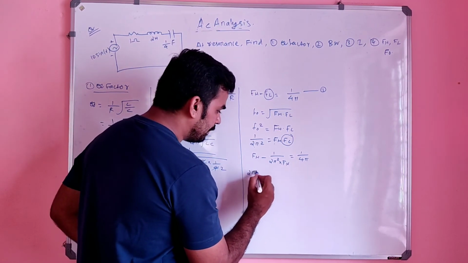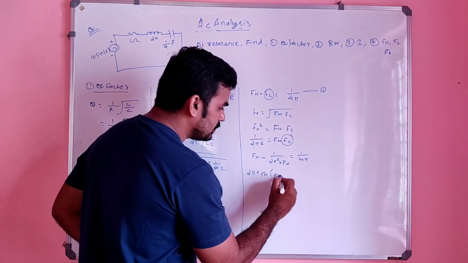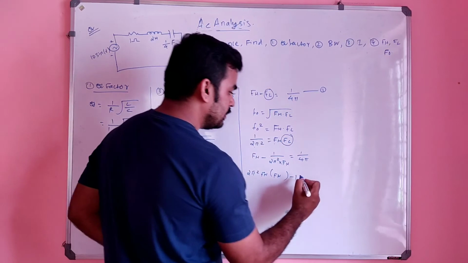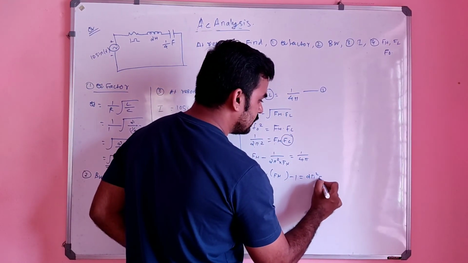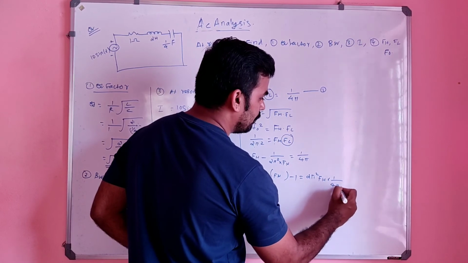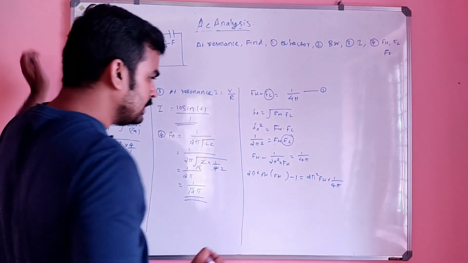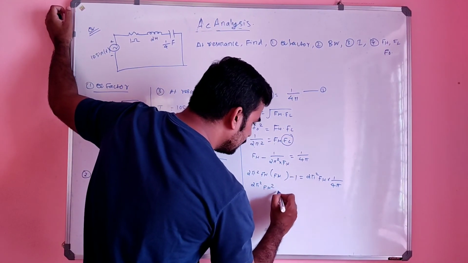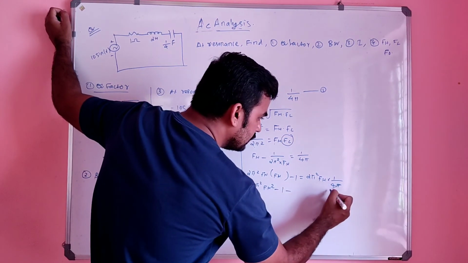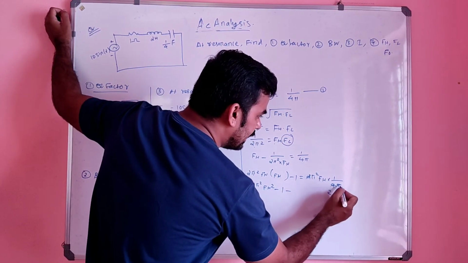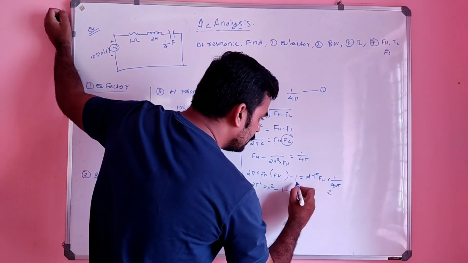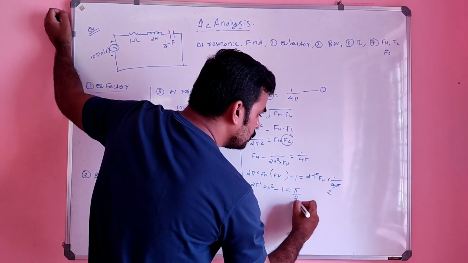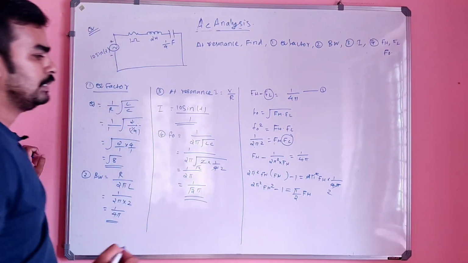It will become 2 pi square FH into FH minus 1, and 2 pi square FH multiplied by 1 by 4 pi. So it will become 2 pi square FH square minus 1, and the 2 and 2 cancel, and 1 pi and 1 pi cancel. It will become equal to pi by 2 FH. Is it correct or wrong?